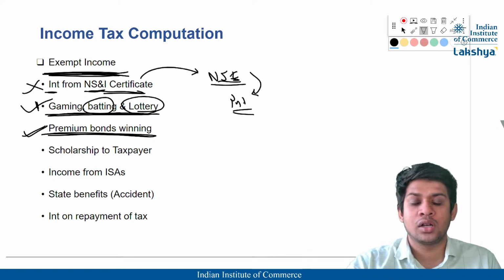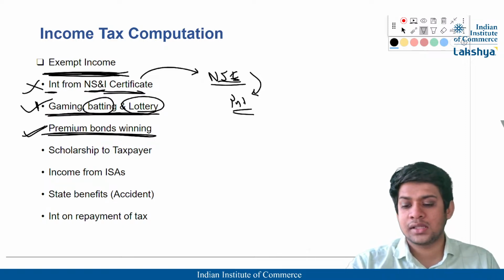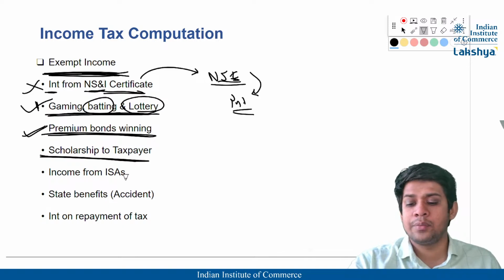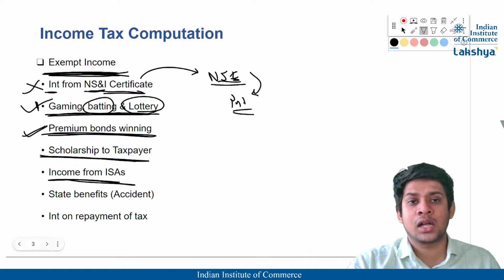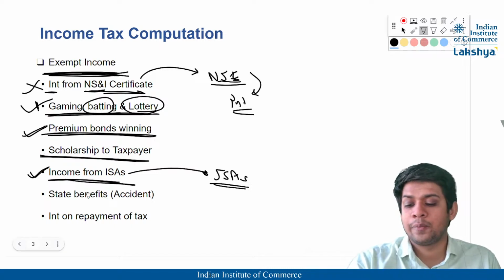Okay, so if I've got any bonds on which I'm receiving any premium winnings, because I've purchased very specific bonds that provide certain winnings, any income that I've received there will also not be taxable, guys. Scholarship to a taxpayer: if a taxpayer is receiving a scholarship, those scholarships are not taxable. Income from an individual savings account: as I told you, if I am saving income in a specific individual savings account, then those incomes are tax-free incomes.